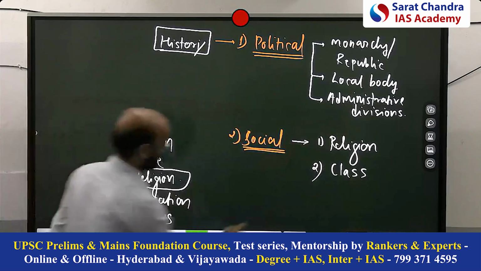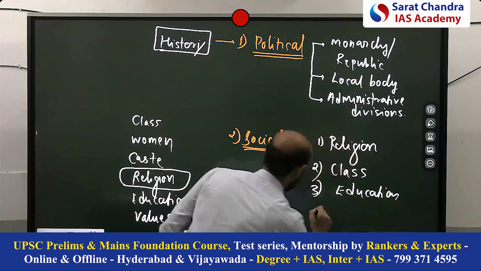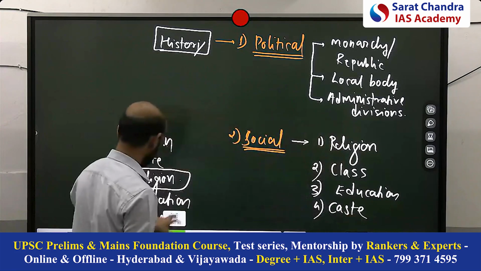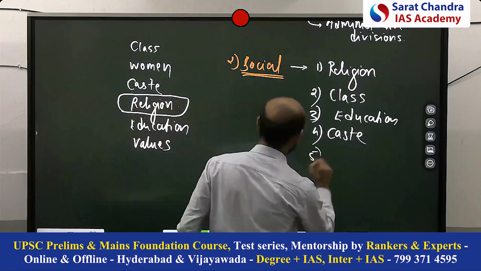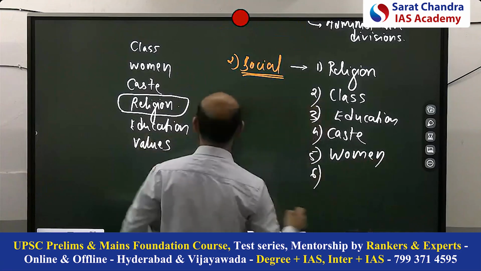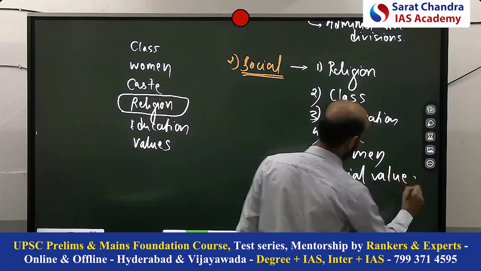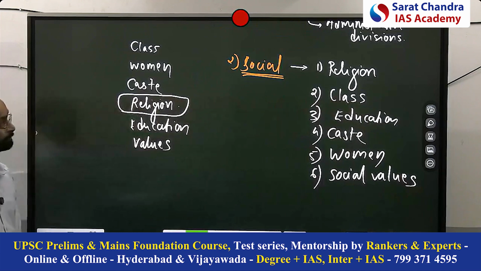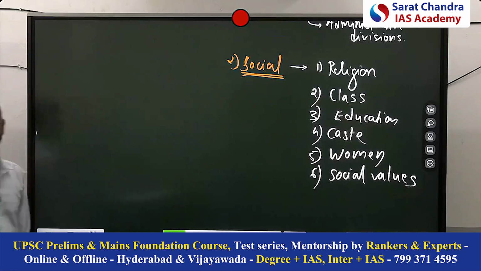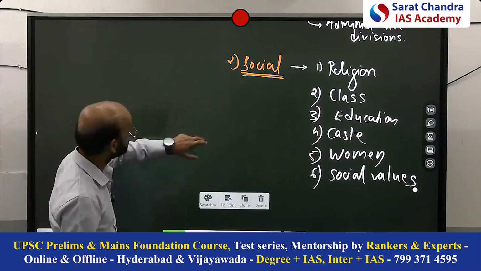Then you can bring the other aspects, like education. You can bring, let's say, the caste. Then women's condition. Then social values. Six dimensions we can create here. Getting? Okay, let's go to the next aspect.